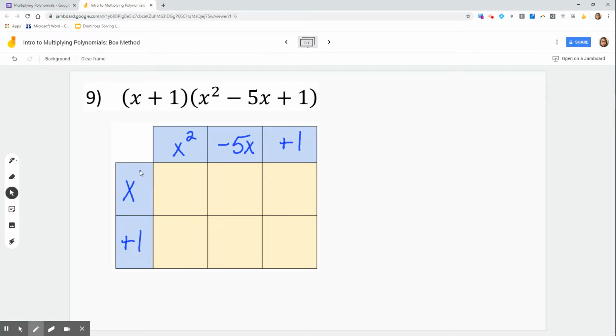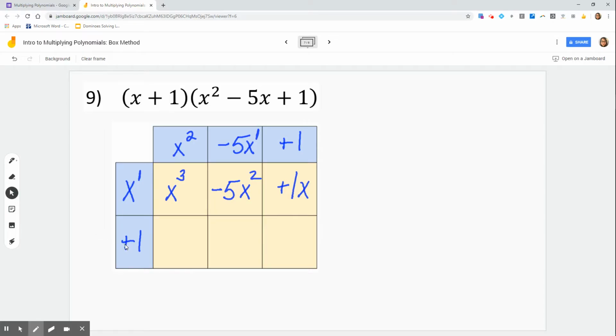We're still going to put our invisible 1, and then we're going to distribute into each of the columns, just like before. So x times x squared is x cubed. And then the invisible 1 here, so this is -5, add the exponents, x squared. And then x times 1 is x, which I'm going to write plus 1x, excuse me, because I want to make sure I can combine like terms correctly if I need to do that.